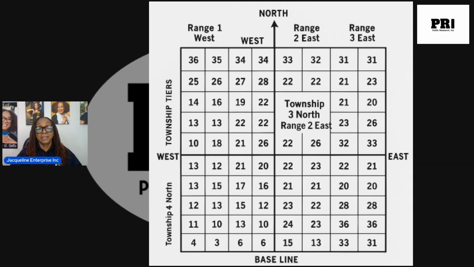And then 3 ranges west of the principal meridian line. 3 ranges west. I don't know if you can see my cursor, but we're going to be going this way because we're headed west. 3 ranges west.